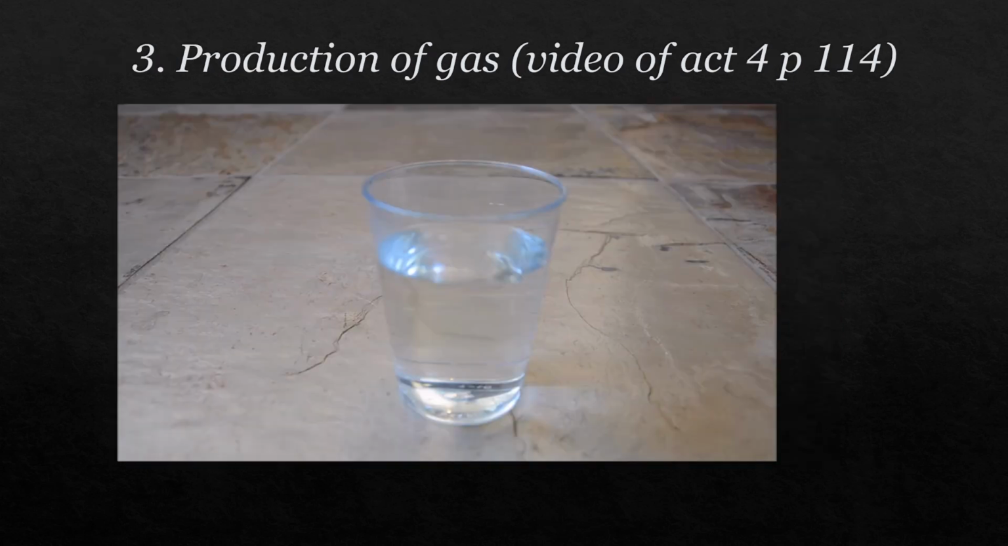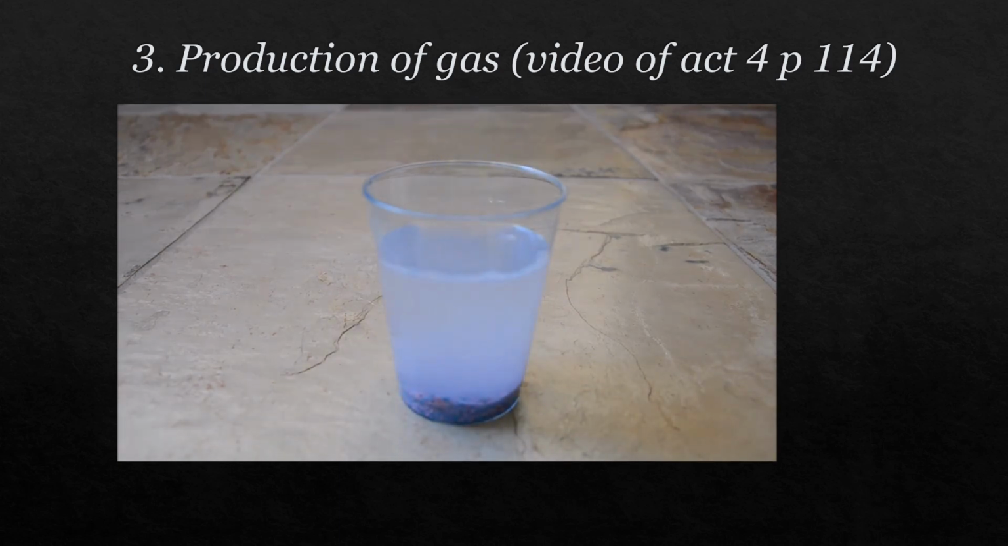The third indication is the production of gas. In this video, we have a cup with ethanoic acid in it, which is known as vinegar. We also are going to put chalk inside it. At the end, we will observe gas bubbles.